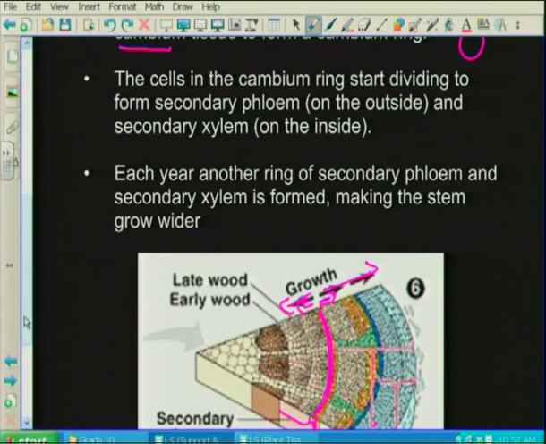So the cells in the cambium ring start dividing, and they form secondary phloem on the outside, and then secondary xylem on the inside. Each year you get another ring of secondary phloem and secondary xylem that is formed, and this makes the stem wider. And that is how your growth forms. Your plant increases in width.